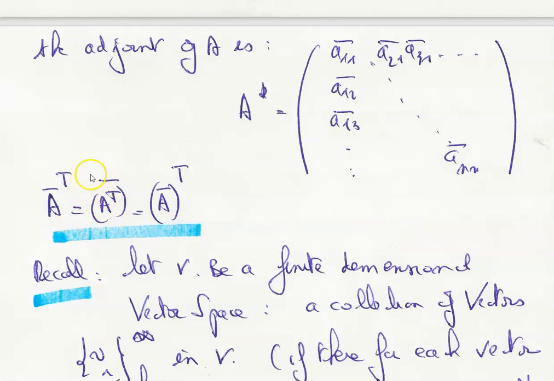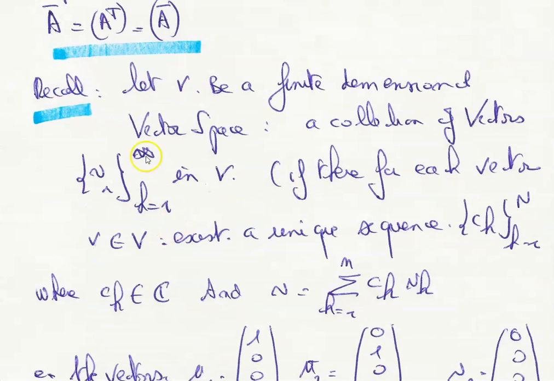So this is equal to the complex conjugate of A transpose. This is equal to the transpose of the complex conjugate of A. So I will tell you that, let V be a finite dimensional vector space, a collection of vectors.